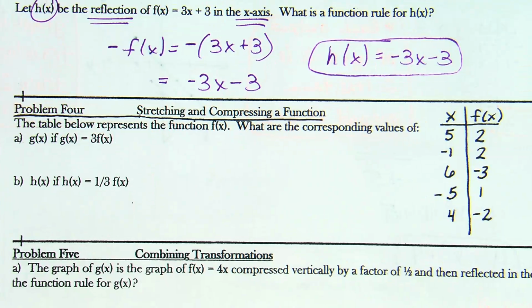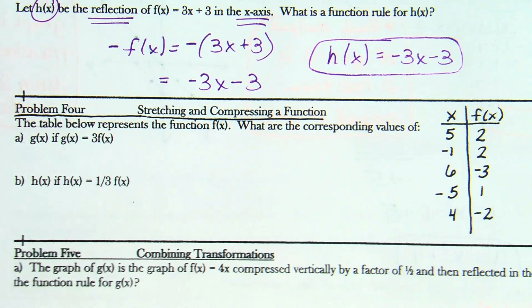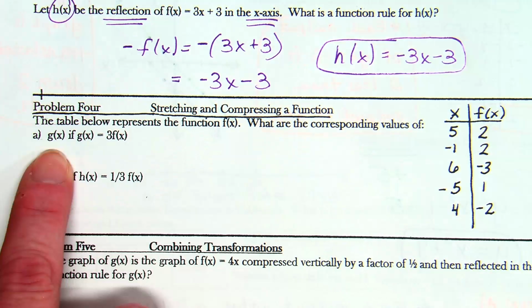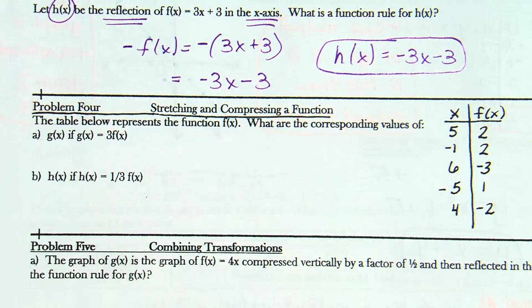Okay, look at example 4. The table below represents a function, f of x. And it's asking what are the corresponding values. And for A, it says g of x if g of x equals 3 times f of x. Okay, look back in your chart and see. And it even gives you a hint here, right? Stretching and compressing a function. If it says 3f of x, what does that represent? A stretch, yes?